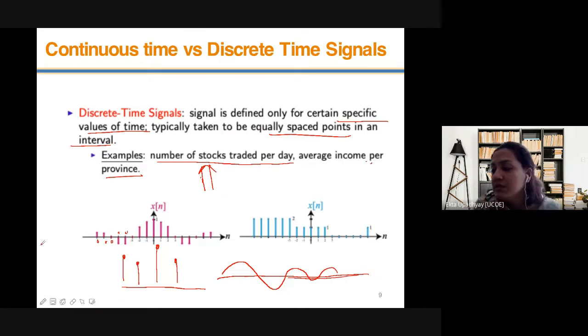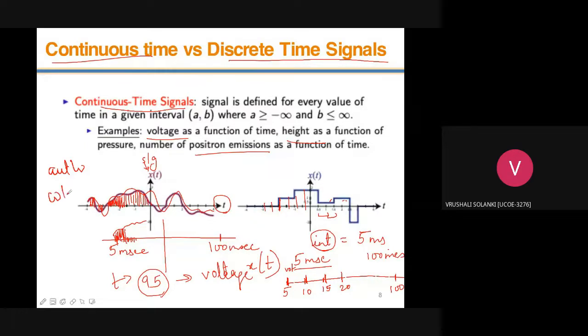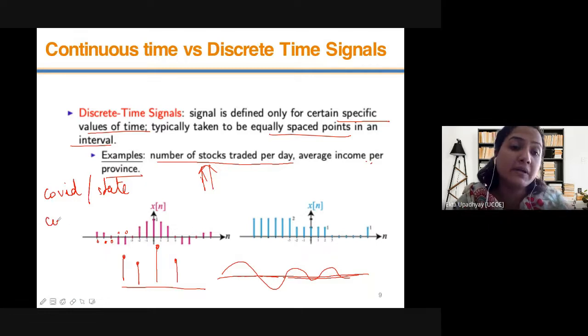Can I get one more example for discrete time signal? Any example. I have a lot of examples for continuous, I need an example of discrete. I have audio for continuous. COVID cases. Okay, good. So she wants to say COVID cases state wise, right? COVID cases per state. Okay. And COVID cases per day. I can get that also.